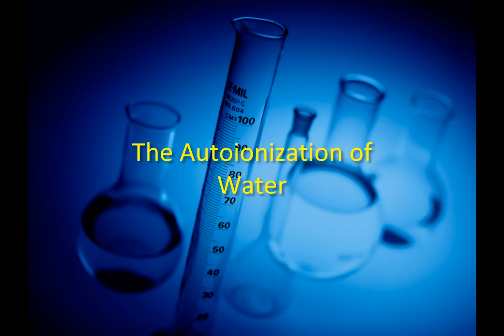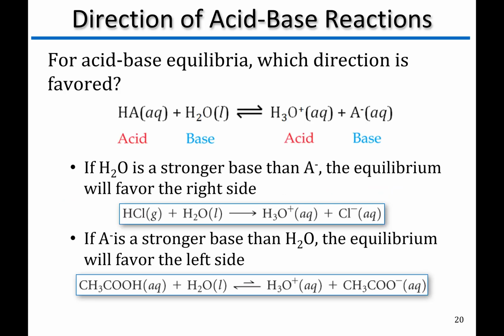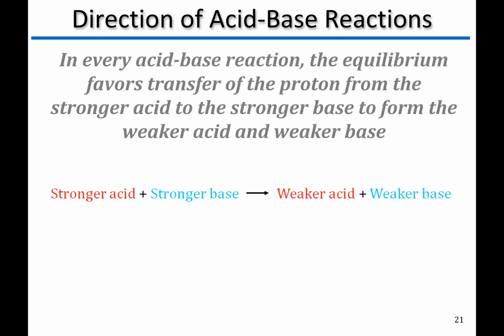Okay, so that's how we can come to figure out in our minds which side the equilibrium will actually lie. In every acid-base reaction, the equilibrium favors transfer of the proton from the stronger acid to the stronger base to form the weaker acid and the weaker base. So the stronger acid and stronger base will always take control over the weaker acid and the weaker base, no matter which side they're on. The reaction itself doesn't care whether we write it as reactants or products. It's always going to be the stronger acid and stronger base taking over.